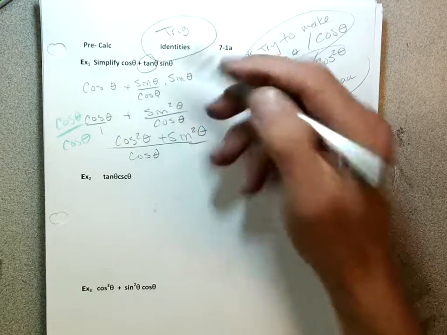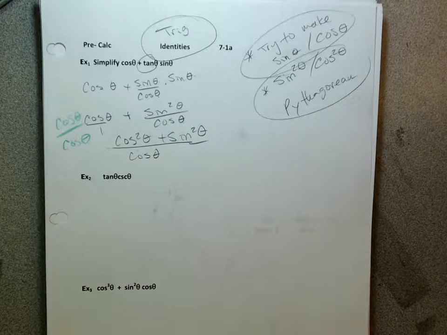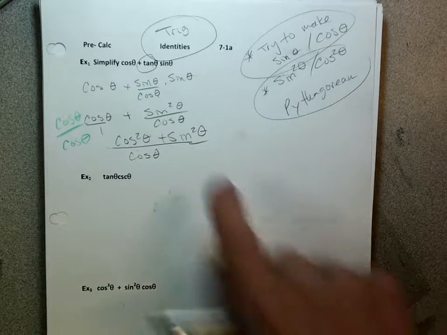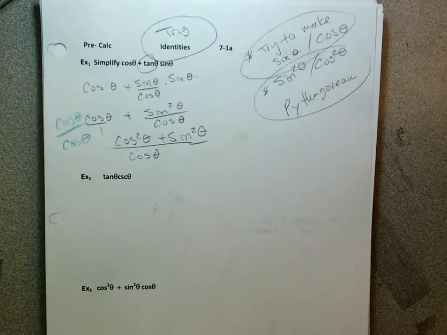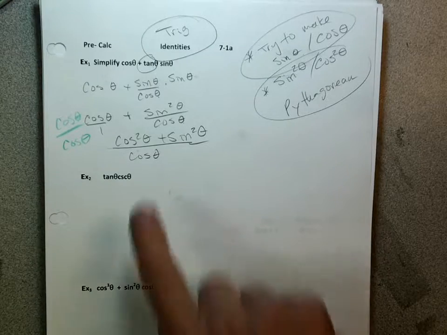Oh, okay. Now, it looks worse. I mean, the whole thing I started with is something this little, and now it looks worse. But wait a minute. I've got a cosine squared and a sine squared.